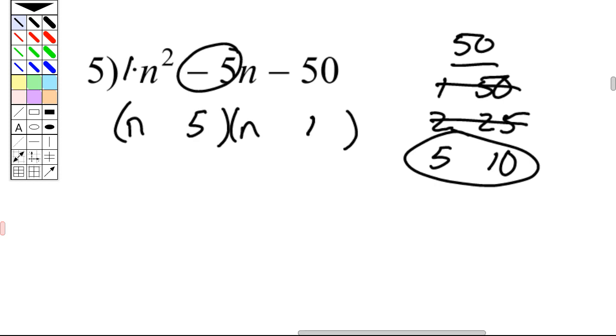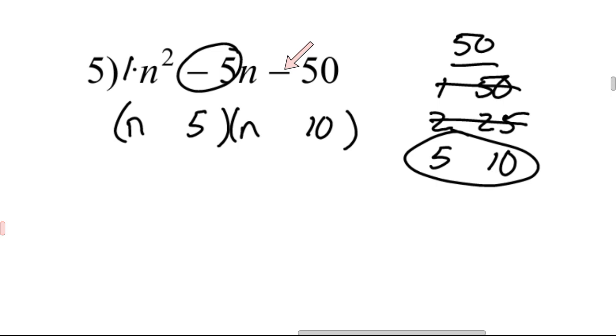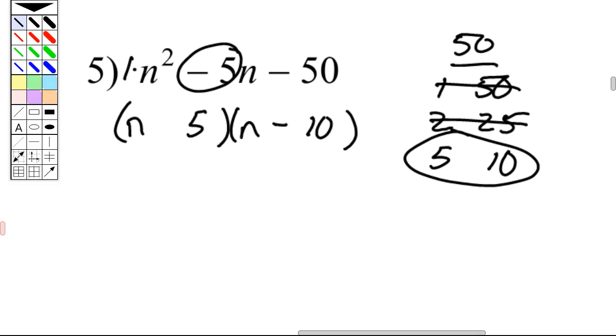Now I think about the signs. They got to multiply to make a negative, which means one of these has to be negative, because this thing times this guy over here has to make a negative 50. So how do we decide when it's mix and match who gets plus, who gets minus? Well, you look at this sign right here, and it always goes with the bigger number. So the negative goes with that, which means this has to be a plus. And you could always multiply it out to check your work.